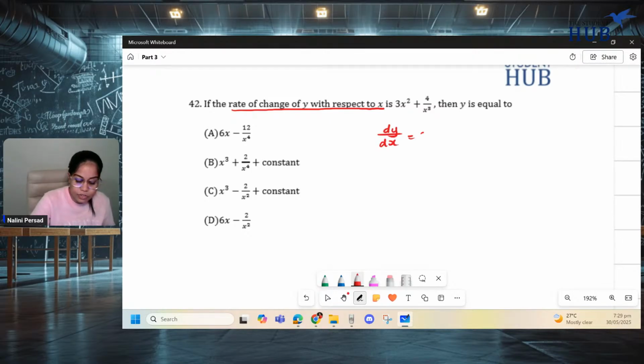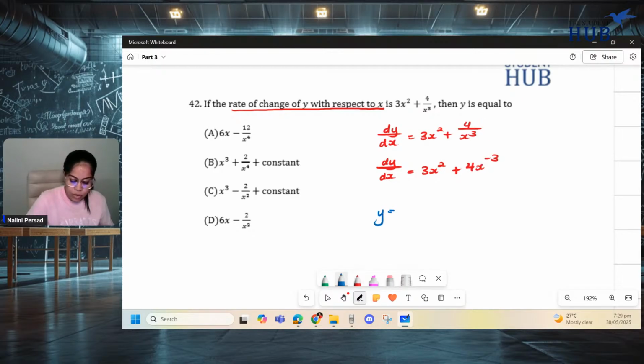So they gave you dy dx, and you need to work out what y is. Very nice. Yes, this is dy dx. So just putting this in the numerator, it's 4x to the -3. So to find y, I need to integrate dy dx with respect to x.